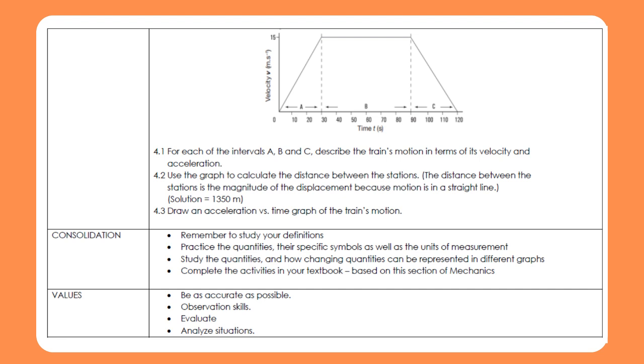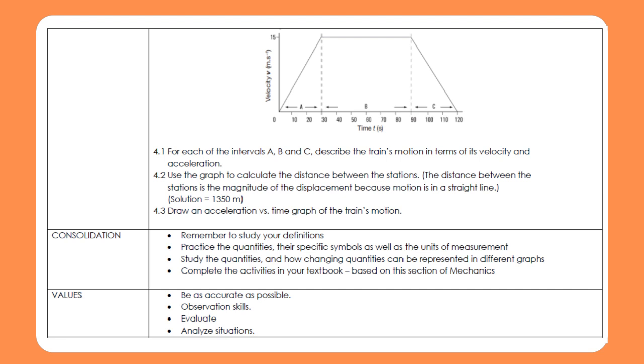The distance between the stations is the magnitude of the displacement because motion is in a straight line. Solution equals 1350 m. 4.3 Draw an acceleration versus time graph of the train's motion.